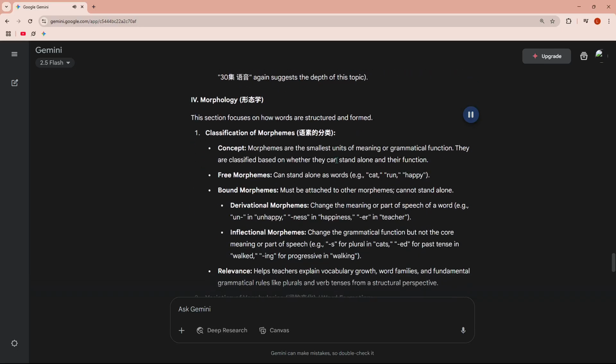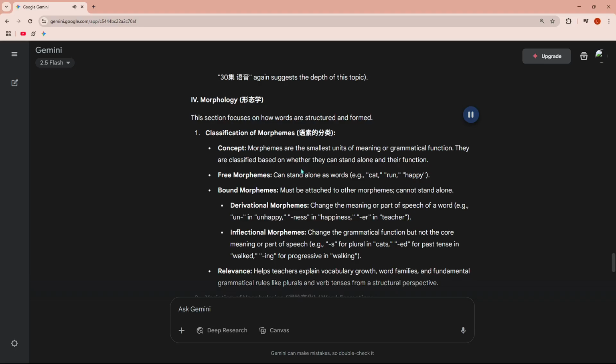IV. Morphology (xing tai xue). This section focuses on how words are structured and formed. 1. Classification of morphemes (yu su de fen lei). Concept: morphemes are the smallest units of meaning or grammatical function. They are classified based on whether they can stand alone in their function.